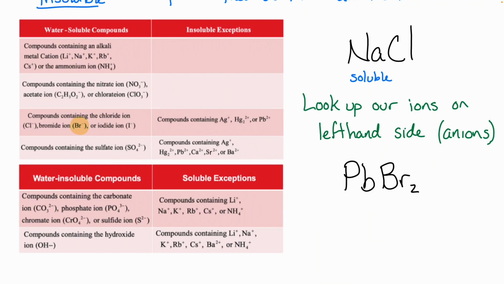All right, and this is telling me that most bromide-containing compounds are indeed water-soluble, but there are a few insoluble exceptions. And one of those insoluble exceptions is when a bromide ion is paired with lead 2. Right? So in this case, this compound would be one of those insoluble exceptions. So this is insoluble.